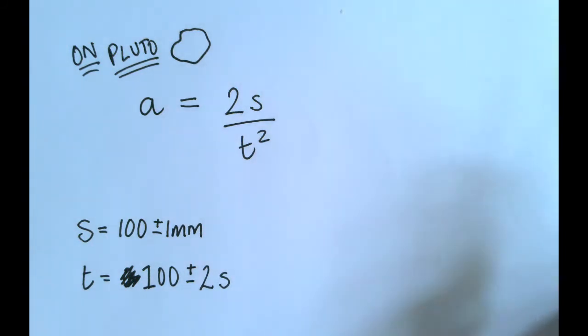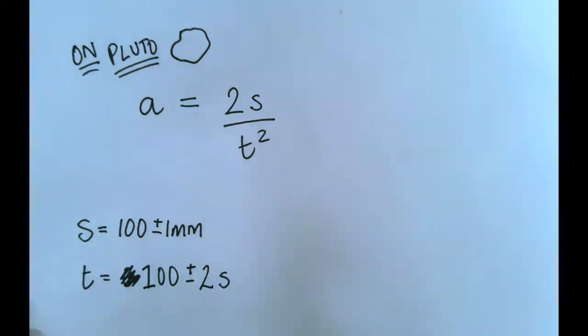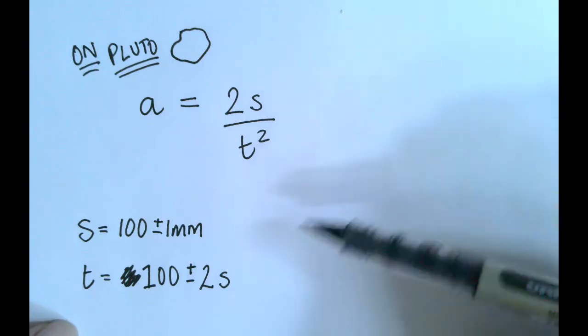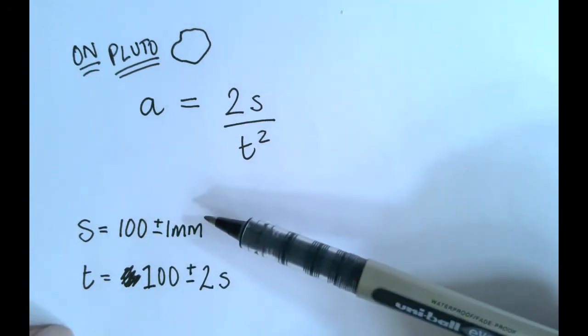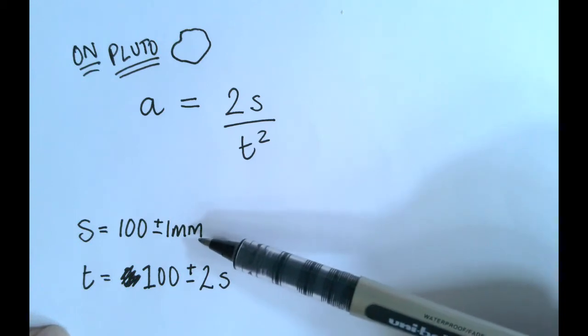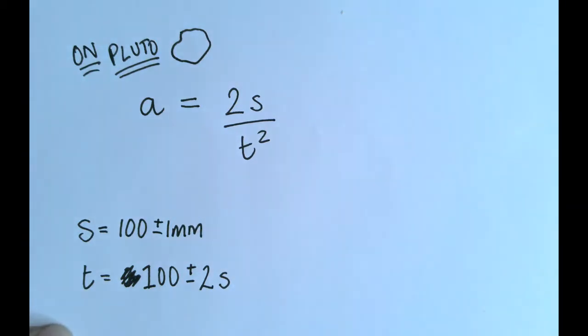So I've picked some really stupid numbers to make my life easy. So we're going to imagine that we've done our g by freefall experiment on a small moon of Pluto. So the acceleration is going to be tiny. And I've dropped something over a distance of 100 millimetres, and I've measured it to the nearest millimetre, so that's my uncertainty, plus or minus 1 millimetre.